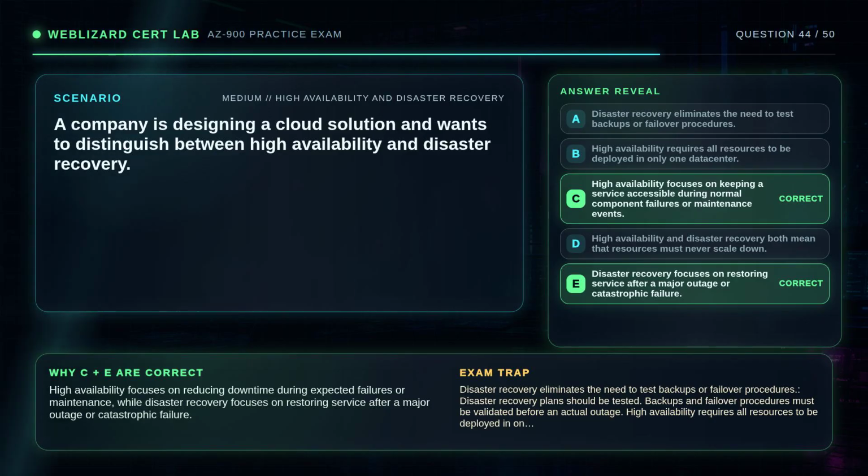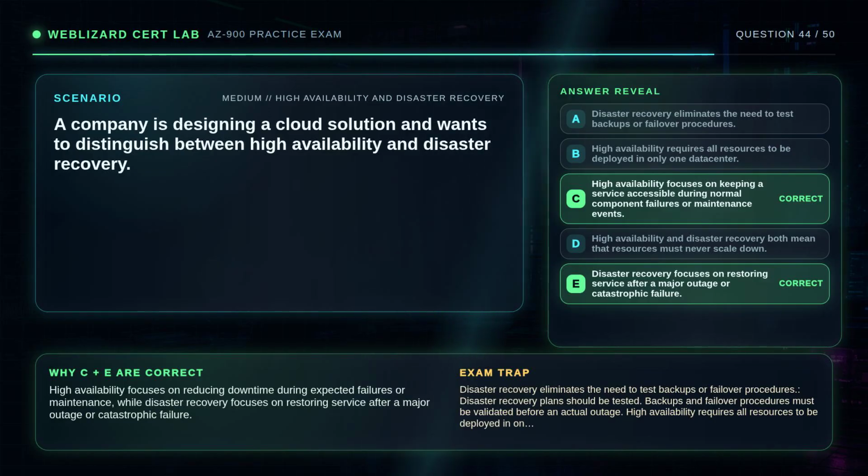High availability and disaster recovery both mean that resources must never scale down. Scaling behavior is separate from high availability and disaster recovery. Auto-scaling down does not automatically conflict with either concept. The exam clue is, high availability keeps services accessible through component failures, while disaster recovery restores after major outages.